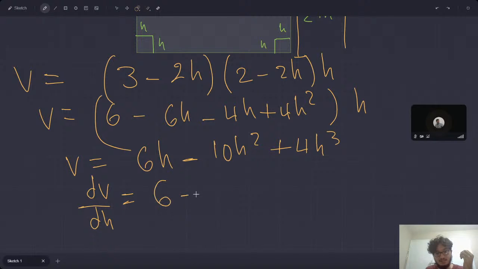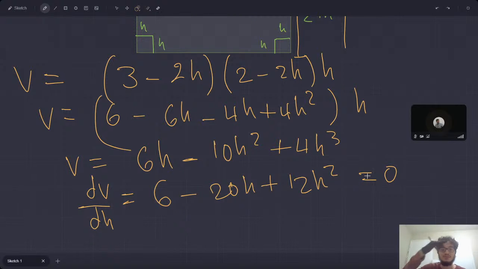So this is 6 minus 20h plus 12h squared. Of course, the same drill, right? First derivative test, find the critical point, set it equal to 0. Set it equal to 0. Find where the slope of the tangent line is 0.